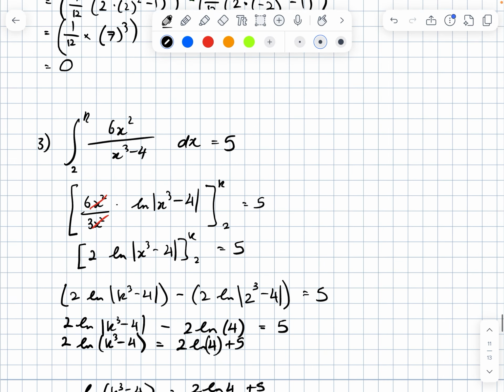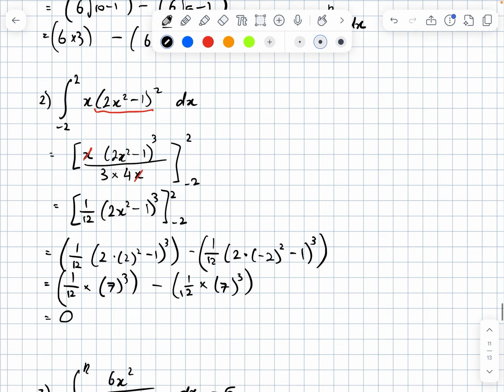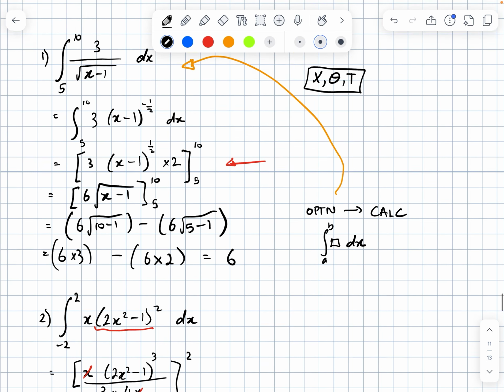In terms of what's going on here with this definite integral, do look at my next video. That will explain in more detail about what this is, and hopefully that will help you come to terms with this concept.